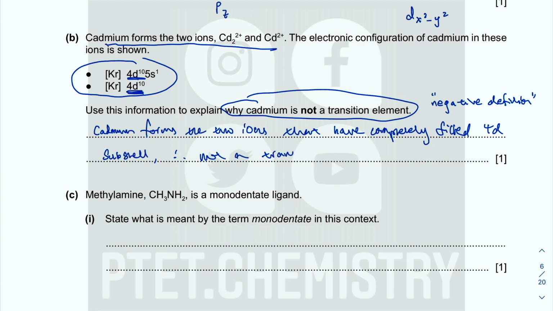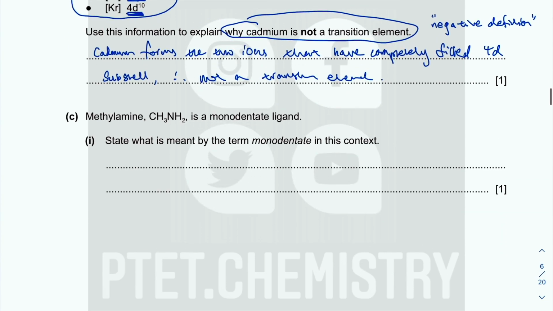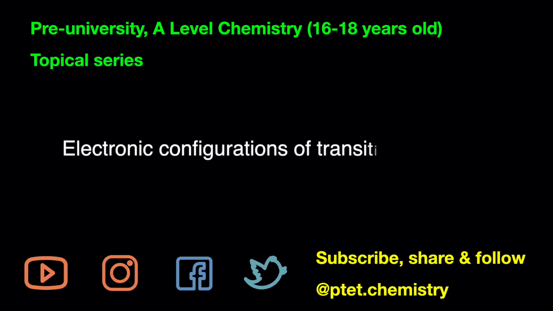So a transition element forms ions, one or more ions that have an incompletely filled d subshell. I use it in the context of the 4d because of the particular example of cadmium, and I talk about the negative definition. So I talk about the positive definition and why it goes against the positive definition. Therefore, it is not a transition element.